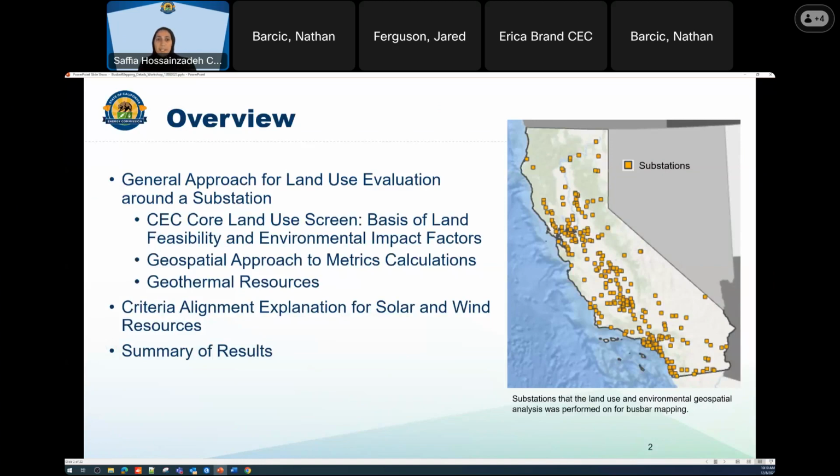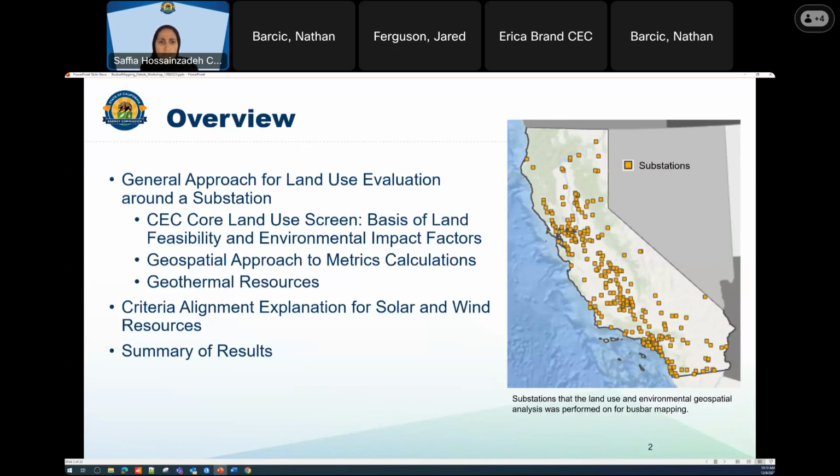As you know, busbar mapping is the process of downscaling resolution resolve. These locations are identified by substations that are relevant to the California. Sophia, just noting your audio for me is going in and out. Okay.